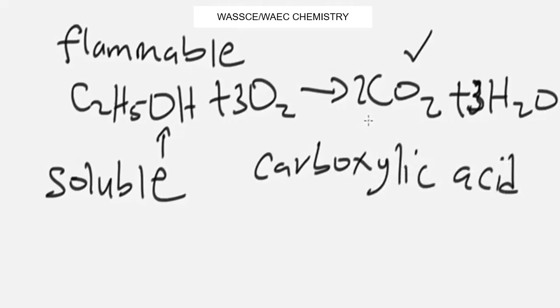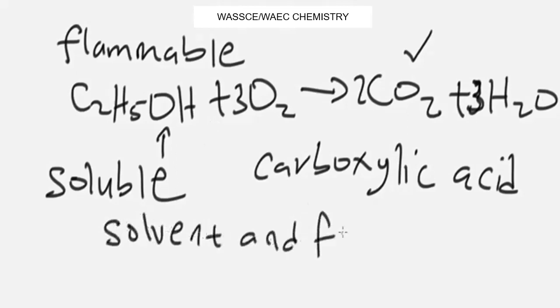Now, note again that alcohols are used as solvents. This one is not a property now. This one is a usage of alcohols. Okay, they are used as solvents and fuels. Solvents and fuels, very important. Alcohols are used as solvents and fuels.